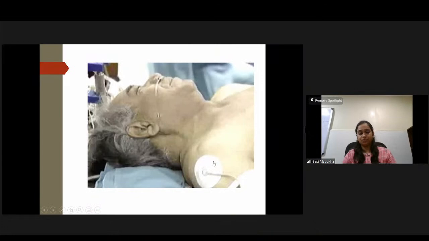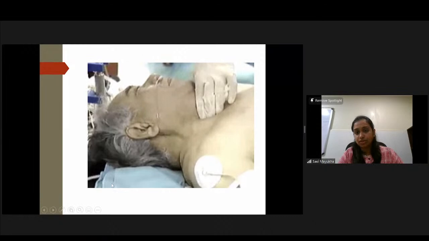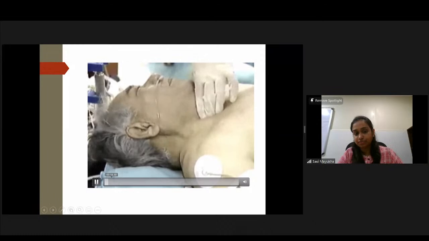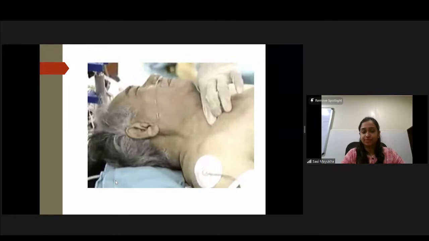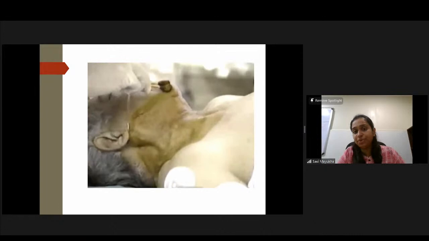This is a small demonstration video of how the internal jugular landmark guided approach is done. With the patient in the supine position, locate the important anatomical landmarks, palpate the carotid pulsation, and identify the anterior and posterior heads of the sternocleidomastoid muscle. Make certain you can identify these landmarks before proceeding further. Once you've identified the landmarks, here they've used povidone iodine, but now we've moved on to use chlorhexidine.